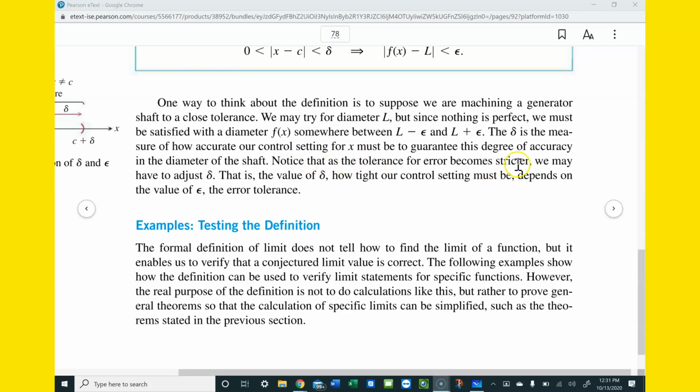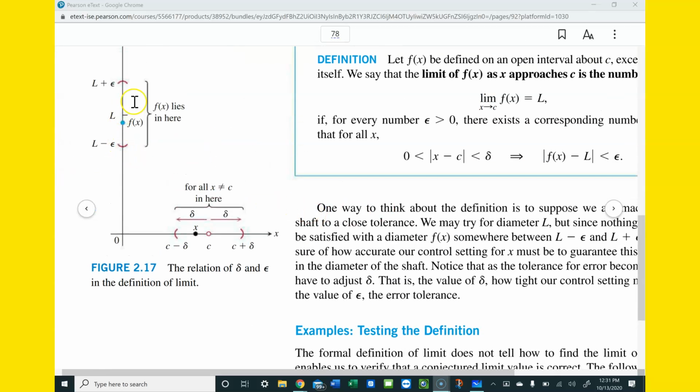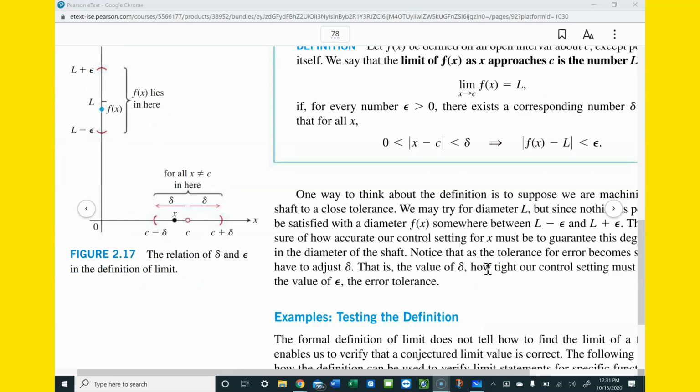Notice that as the tolerance for error becomes stricter, we may have to adjust delta. That is, the value of delta, how tight our control setting must be, depends on the value epsilon, the error tolerance for the diameter of the shaft. All right, so here's again the picture we're talking about. The value of y or f of x must lie within this epsilon region, and we have to find this delta region that accomplishes that.